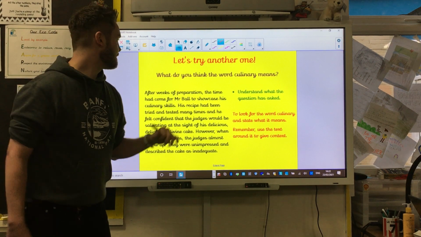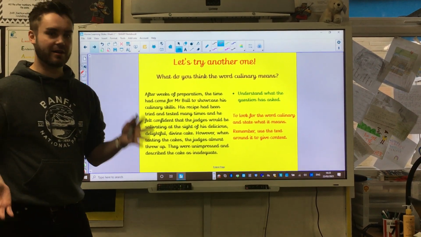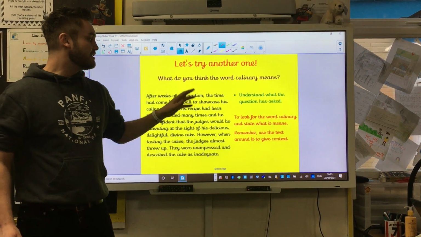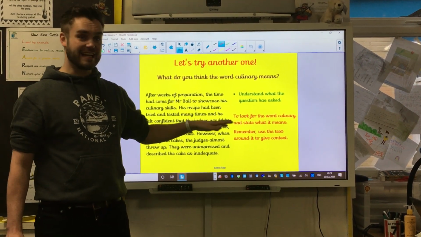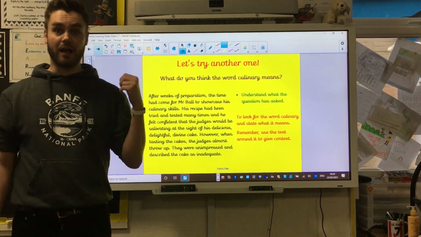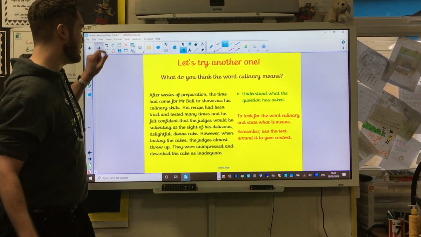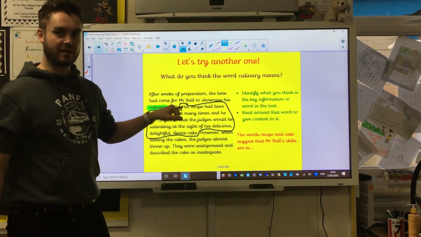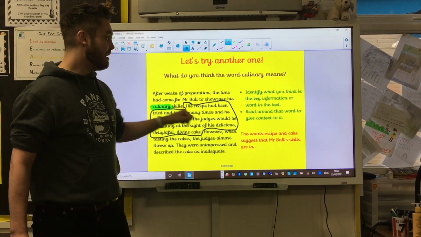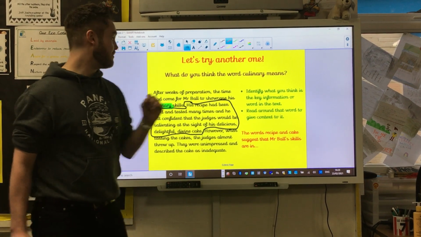Let's try another one. What do you think the word culinary means? So let's start by understanding what the question's asked. So to look for the word culinary and state what it means. So remember, we've got to use the text around it to give us that context. So there's the word culinary. So I've identified what the key word information is. Of course, that's culinary. I'm now reading around the word to give context to it.